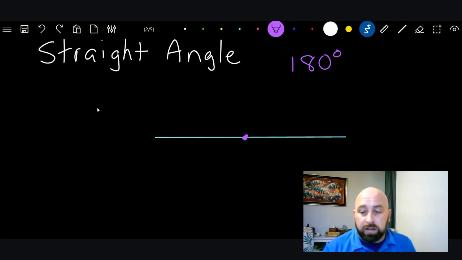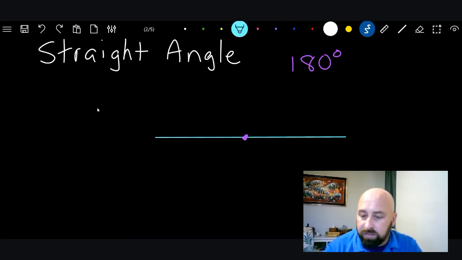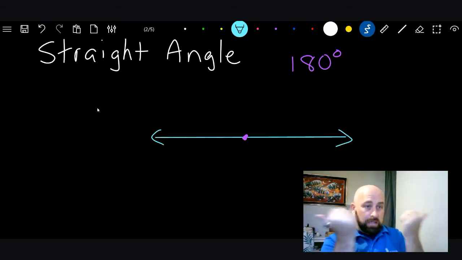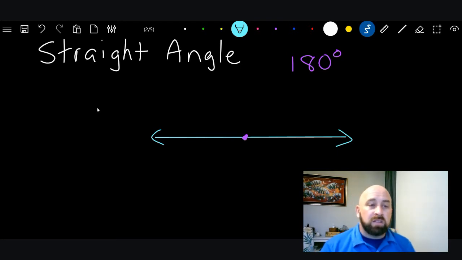So that's a straight angle. And you could put on the ends of these, you can obviously put your lines because those are rays. So you could turn that into a line going in the opposite direction. Now, what's the difference between a line and a straight angle?